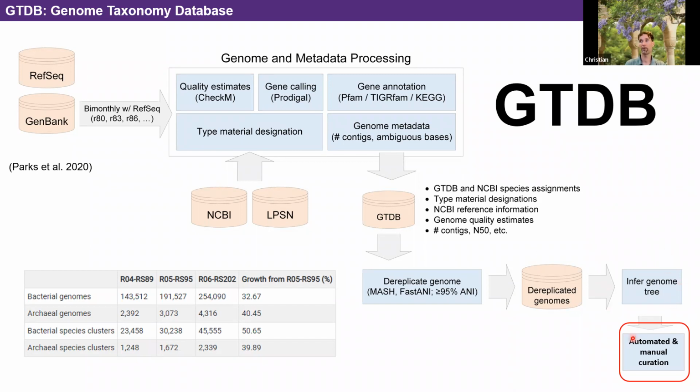And then once we have those trees, that's when the automated and manual curation starts. At the beginning, it was a lot of manual curation, and we try to automate it more and more, but the manual part is essential to this process.